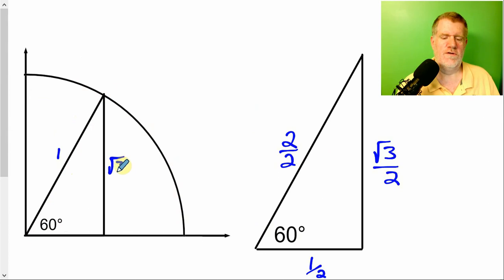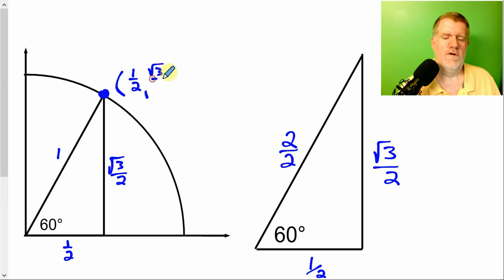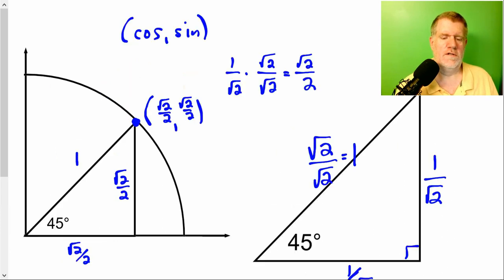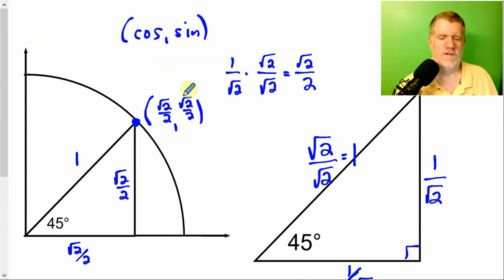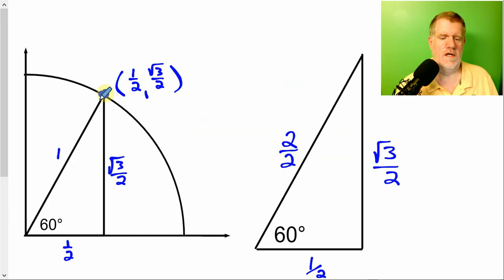So this is the square root of 3 over 2. This is 1 over 2. So what's this point? How far over? 1/2. How far up? Square root of 3 over 2. That's what you need to see, and we can fill out the rest. So I'm going to flash through these. Look at this circle. 30 degrees was square root of 3 over 2, 1/2. 45 was square root of 2 over 2, square root of 2 over 2. And 60 was 1/2 and square root of 3 over 2.